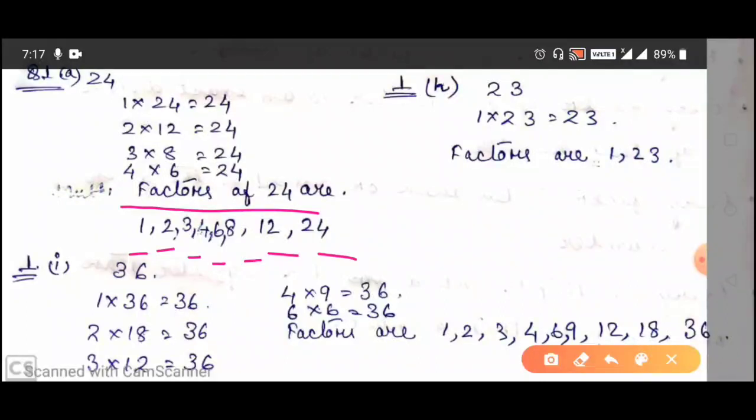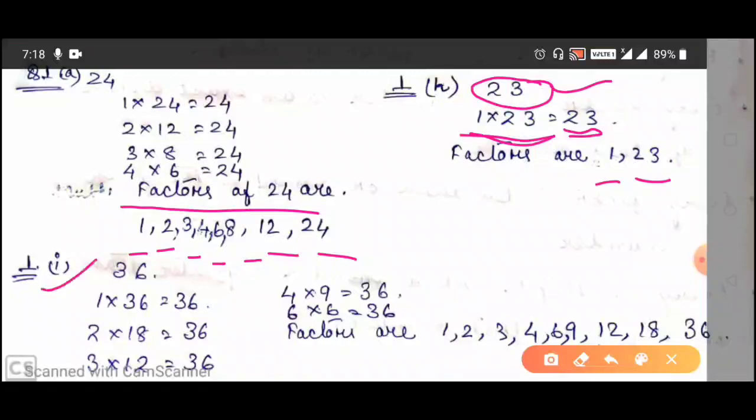Now question number 1, exercise 3.1, the number given is 23, we have to find its factors. Now 23 we can get from 1 into 23, 23. There are no more factors of 23. The only factors of 23 are 1 and 23.